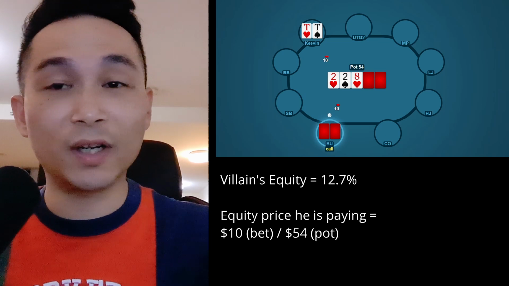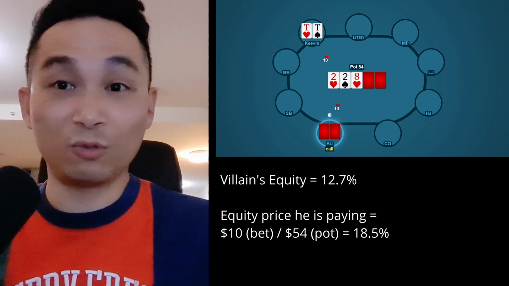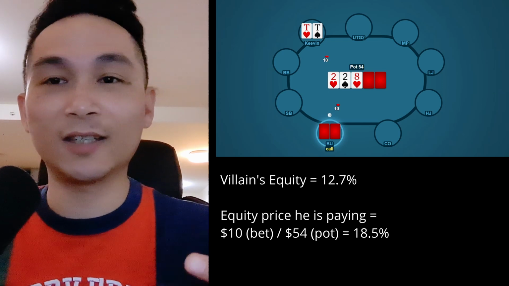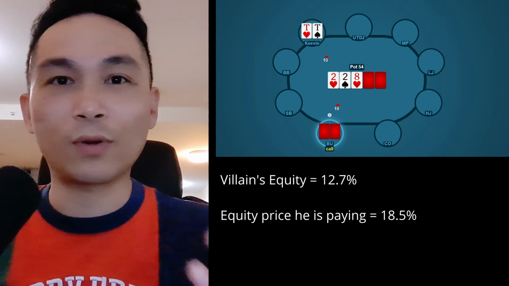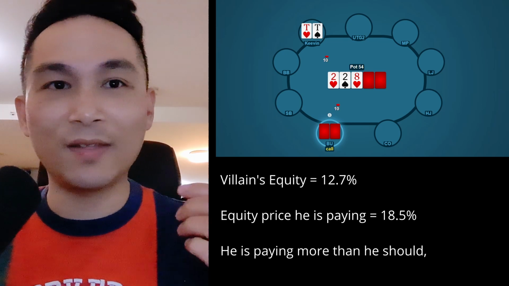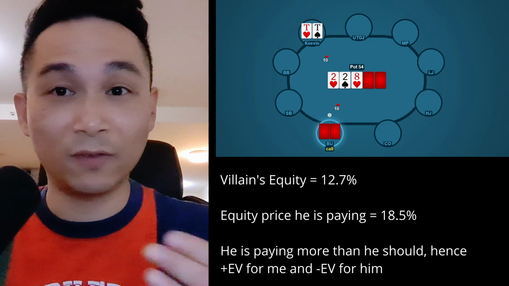10 out of 54 is 18.5%, which is more than 12.7%, right? So actually it's like 50% more than that. So I am making him pay a price more expensive than what is fair for him. So that's positive EV for me.